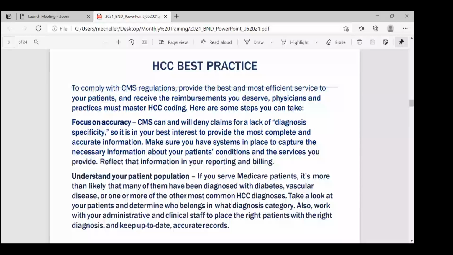So each year there is an annual wellness exam that your provider will complete on your members. If you understand your patient population and you have stored their information in prior years, when those members are reassessed, you have the information needed to make sure that you're capturing those diagnoses that you've addressed in prior years.